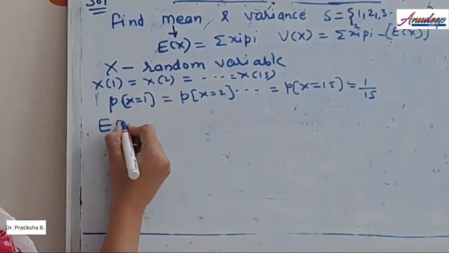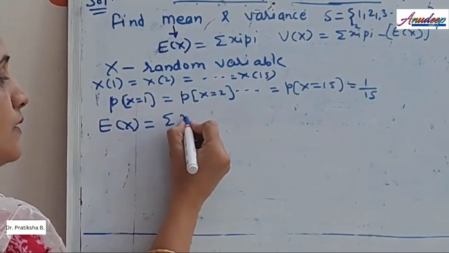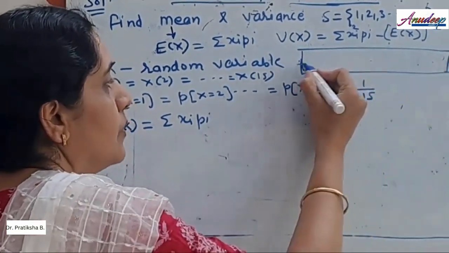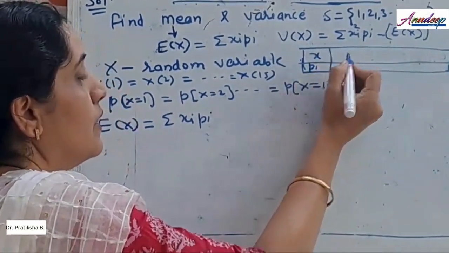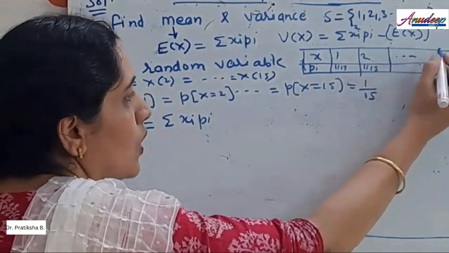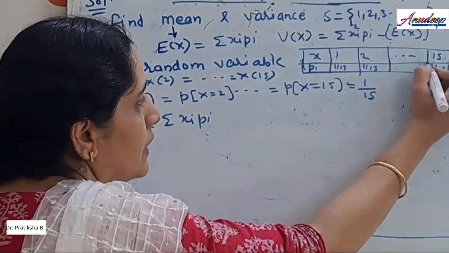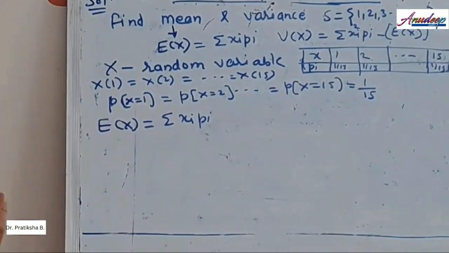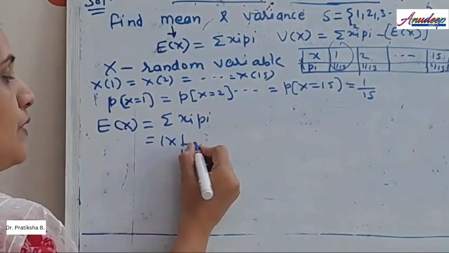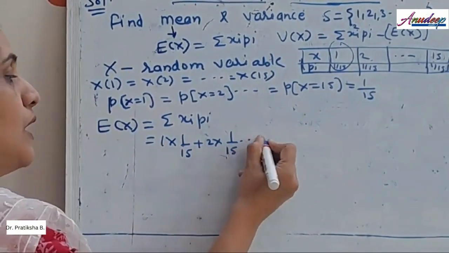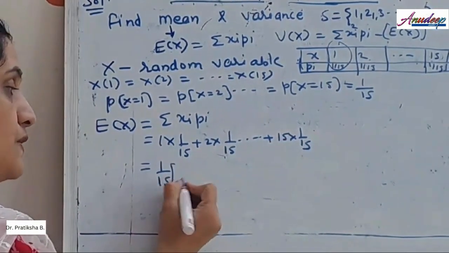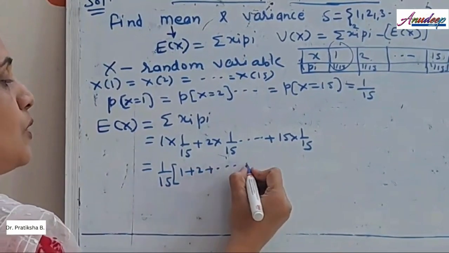Now let us calculate the mean. Expected value of x will be xi into pi. If I want to write the probability distribution, you can write x and pi. Here number 1, 1 by 15, number 2, 1 by 15, and so on up to 15, 1 by 15. That is the probability distribution table for the given problem. Now, it is simply the multiplication of these two. So it will be 1 into 1 by 15 plus 2 into 1 by 15 and so on plus 15 into 1 by 15. I can take out 1 by 15 common outside. So it is 1 plus 2 up to 15.